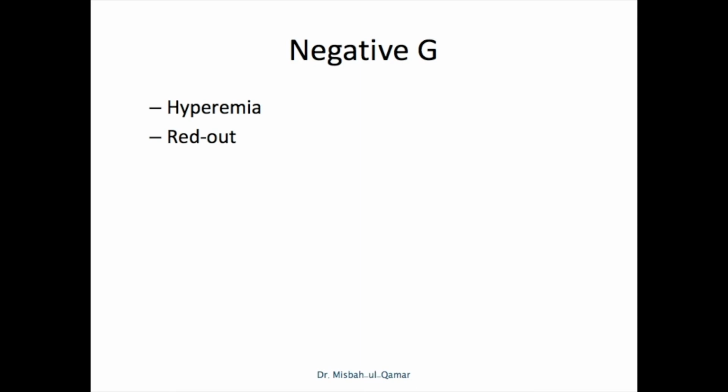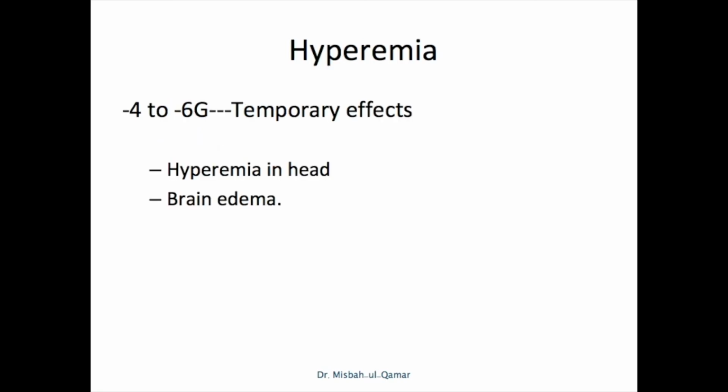Let's talk about negative G now. This negative G develops while flying downwards, which you can also term as inverted flying. And it causes disturbances like hyperemia, red out, headache, and again the loss of consciousness. I'm sure you all know what hyperemia is. Yes, it is an abnormal increase in blood flow.